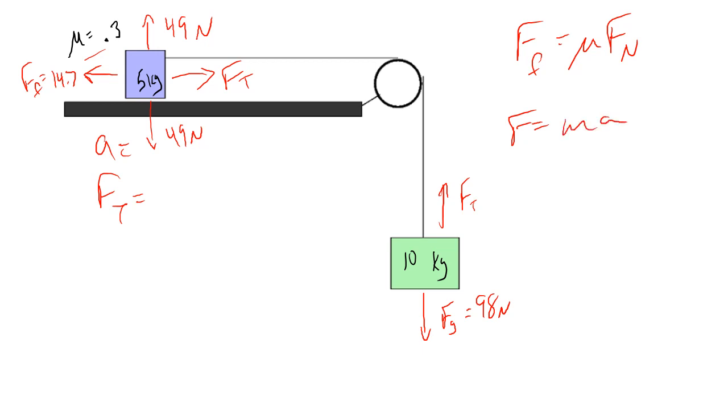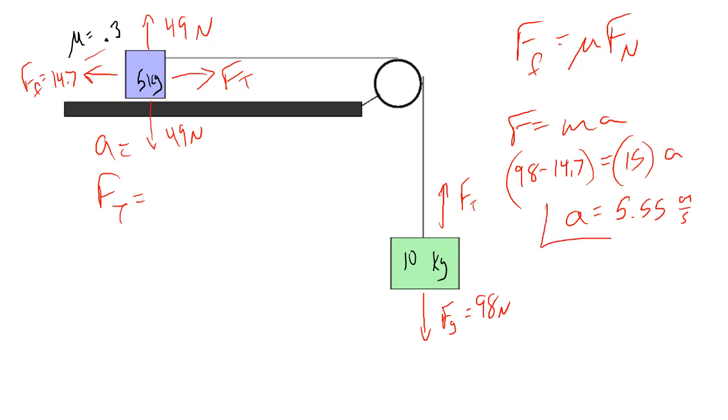Have you seen that formula before? So what's the force that's pulling on it? 98 minus the 14.7, because those are canceling out. Now the mass of this is going to be 5 and 10 together, so 15, and the A is A. So A is going to equal 98 minus 14.7 divided by 15, so 5.55. Nice, how about them fives? Meters per second squared. So there's our acceleration right there.